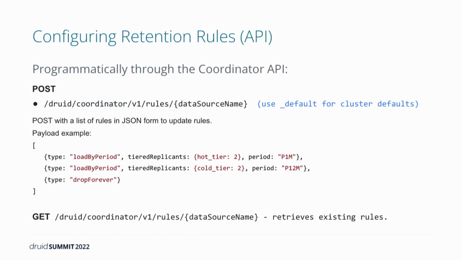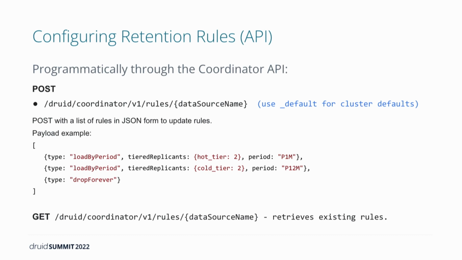You can also change retention rules using an API. You can use a POST request to the endpoint at Druid Coordinator v1 rules, followed by the data source name for which you want to set the rules. If instead of the data source name you use _default, you'll be setting the rules for the cluster defaults as a whole. The payload is an array of JSON objects. Each JSON object is a load or drop rule that specifies which tiers and how many replicants for each tier you want, if that rule matches, and what kind of rule it is, what period it applies for.